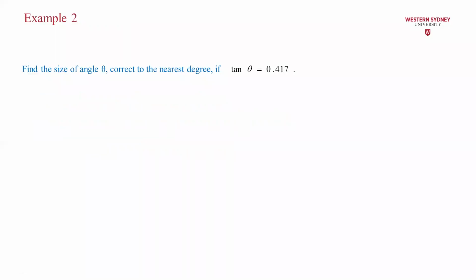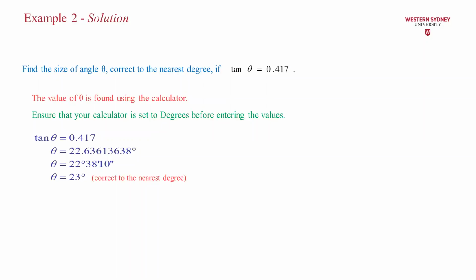Example 2. Find the size of angle theta, correct to the nearest degree, if tan theta is equal to 0.417. Using the calculator to find the value, it is important that you press either the shift, inverse, or second function button, whichever your calculator has, before you press the tan button in order to get the angle out. When you do, it gives the angle as a decimal. You need to use the degrees, minutes, and seconds button to change that to degrees, minutes, and seconds. And then rounding to the nearest degree, you get 23 degrees. This could be rounded from the decimal or from the angle notation.